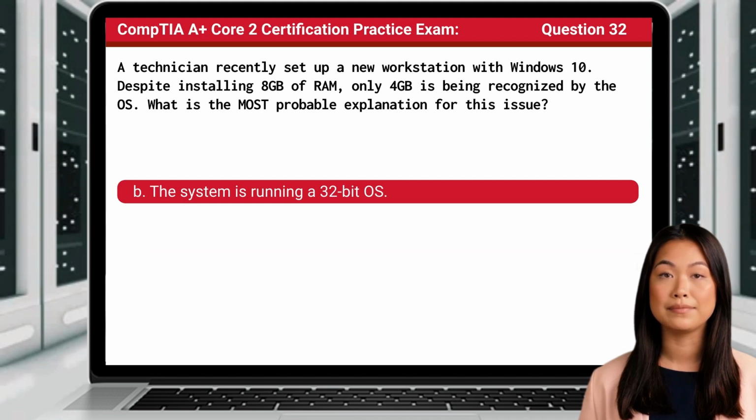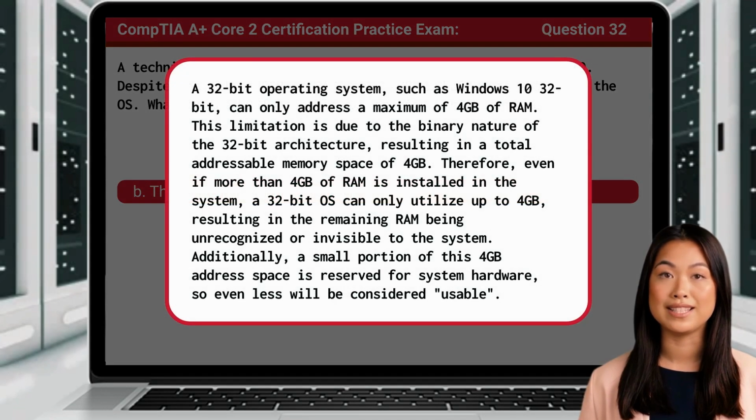The answer is B. The system is running a 32-bit OS. A 32-bit operating system, such as Windows 10 32-bit, can only address a maximum of 4 GB of RAM. This limitation is due to the binary nature of the 32-bit architecture, resulting in a total addressable memory space of 4 GB. Therefore, even if more than 4 GB of RAM is installed in the system, a 32-bit OS can only utilize up to 4 GB, resulting in the remaining RAM being unrecognized or invisible to the system. Additionally, a small portion of this 4 GB address space is reserved for system hardware, so even less will be considered usable.